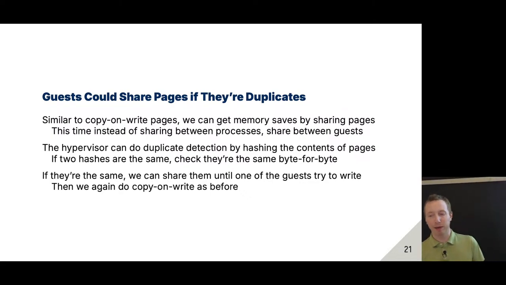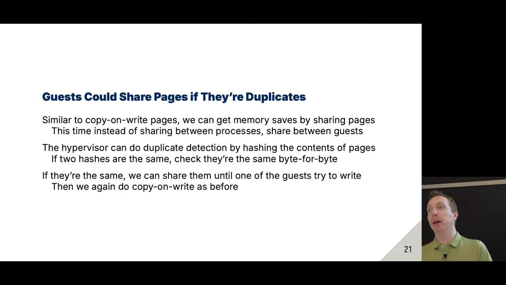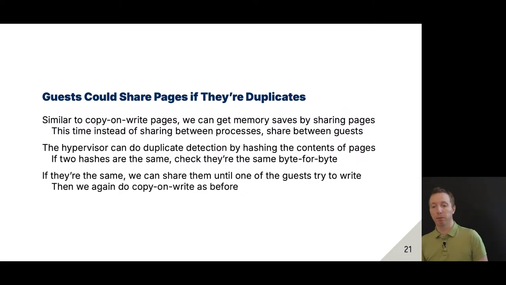How it does that is basically they hash the contents of all the pages. If two pages hash to the same value, that means their content could be the same, but it doesn't mean they have to be the same. So if their hashes are the same, then it will check them byte for byte to see if they're actually the same. If they're the same byte for byte, we're going to share them. So we would point both entries to the same physical page, and then we would do the same copy on write as before. We can share them as long as both are only reading them. As soon as one writes to them, we can do our copy on write thing again.